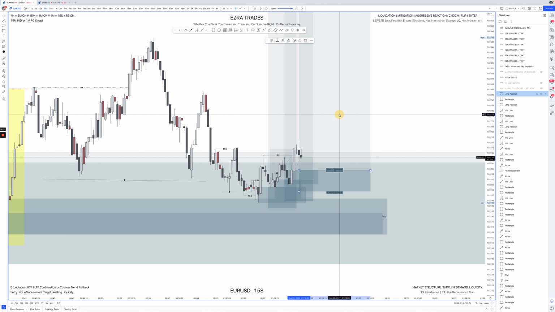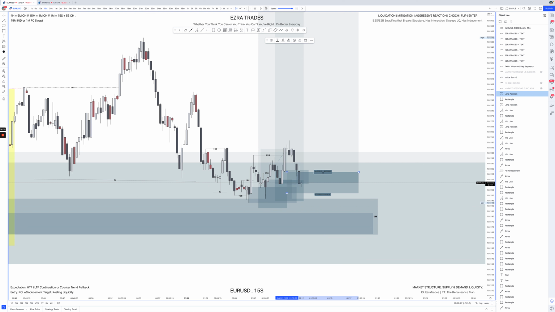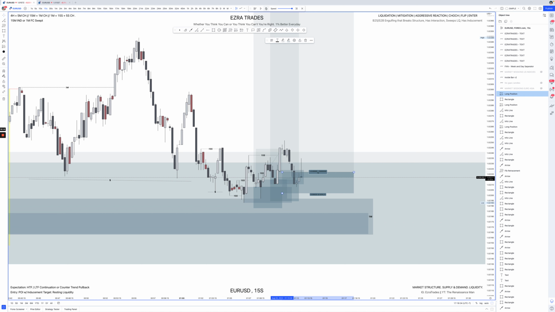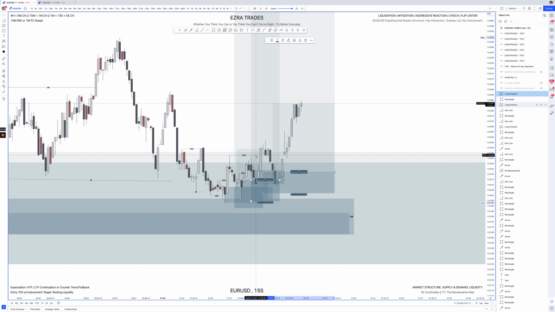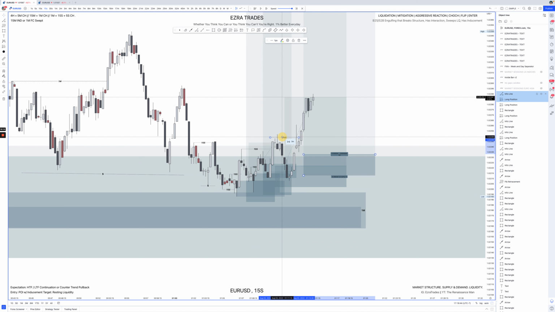Let's do it like this, a little bit lower. Awesome. Point of interest is tapped. And then now we are watching price. Let's see what happens. Awesome. Another 15-second change of character. At this point, we're now creating 1-minute structure on a lower time frame.